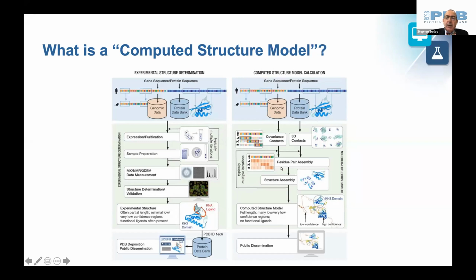going through a complex computational process that results in computed structure models that are typically full length, but for eukaryotic proteins in particular, they often contain many low or very low confidence regions and no functional ligands. As a practical matter, many of the human proteins, many of the plant proteins, for which there are computed structure models, look like beads on a string or spaghetti and meatballs.